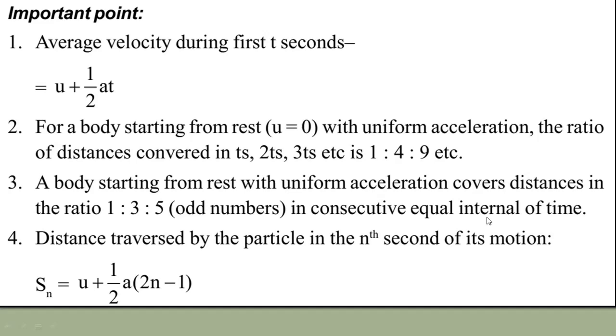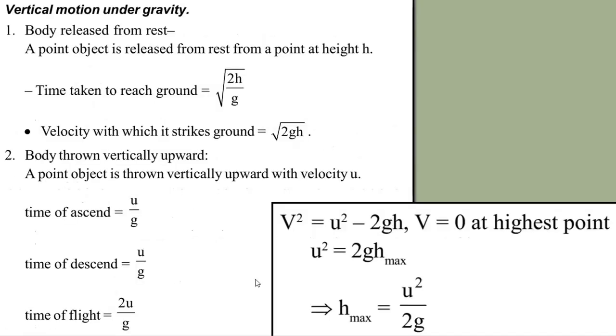time. Distance traversed by the particle in the nth second of its motion: Sn is equal to u plus ½a(2n − 1), where t is n seconds. Then vertical motion under gravity.